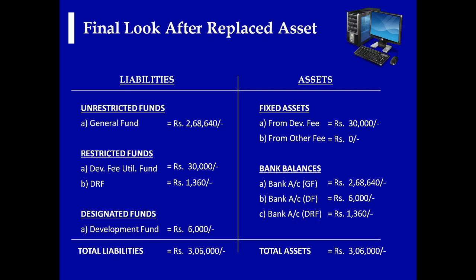So the final balance sheet size, if you look at it now, it's still at 3,06,000 rupees. So there's no extra infusion that had to be done, and the sole reason for that was because we had reserved a part of the general fund for meeting my future contingencies in the form of DRF bank account. So this is what my final balance sheet looks like.